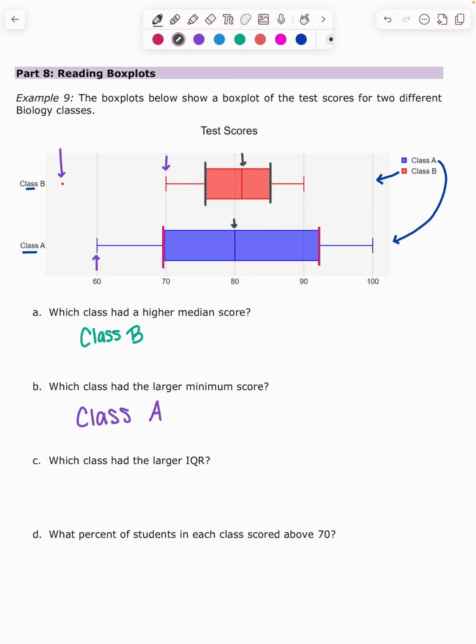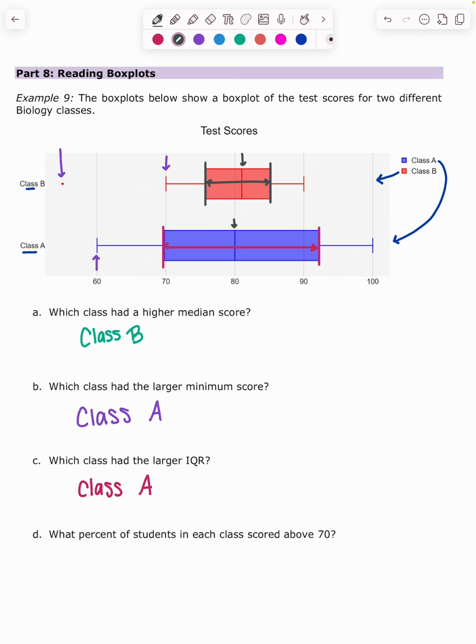If they're really close, you can do approximate calculations to figure out which class has the larger IQR. However, in this case, it is pretty clear to see that class A, again, has the larger IQR. It has a much wider range on that middle 50% compared to the middle 50% on class B.